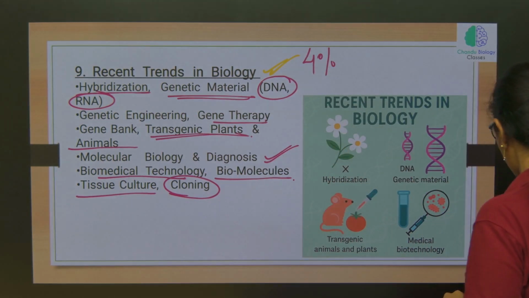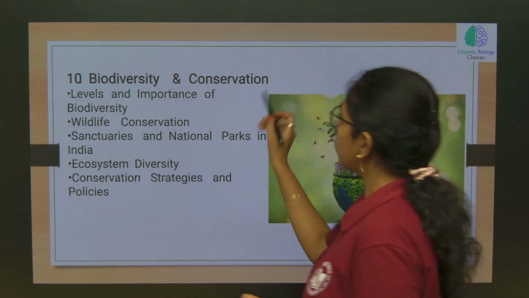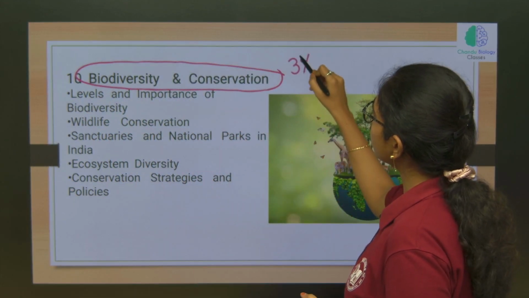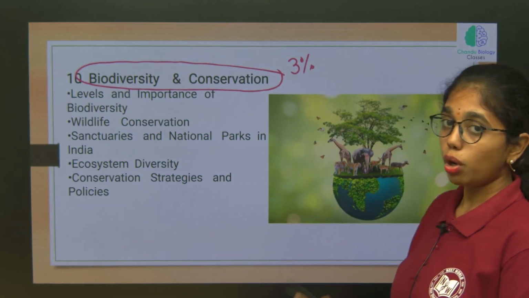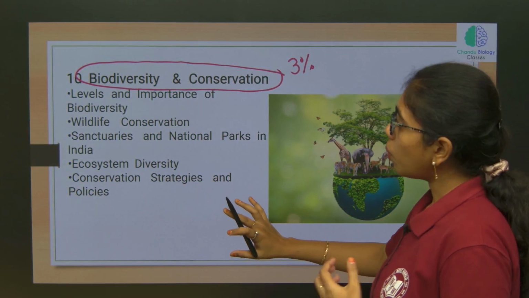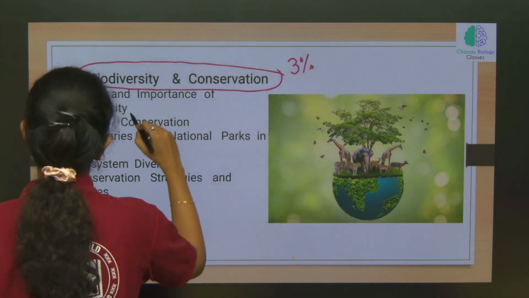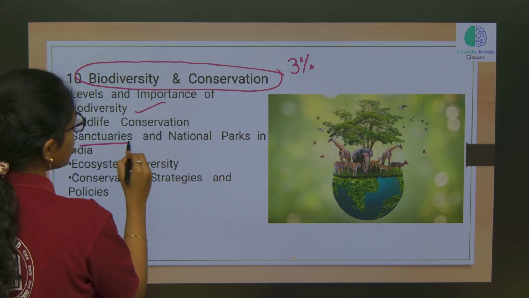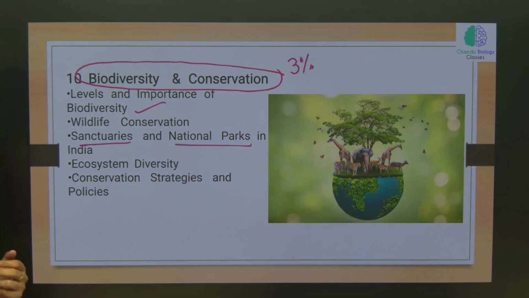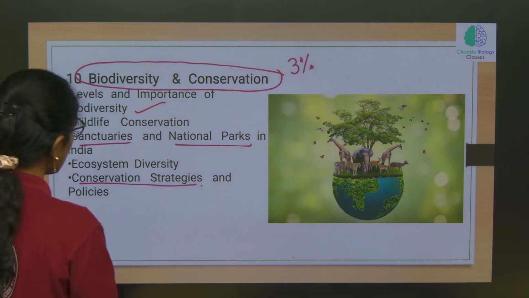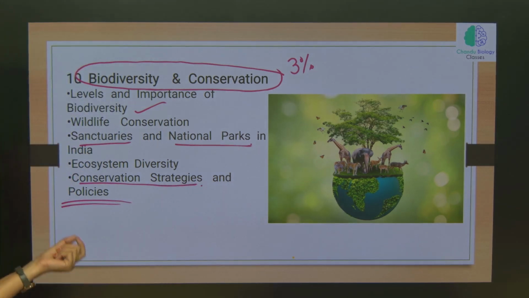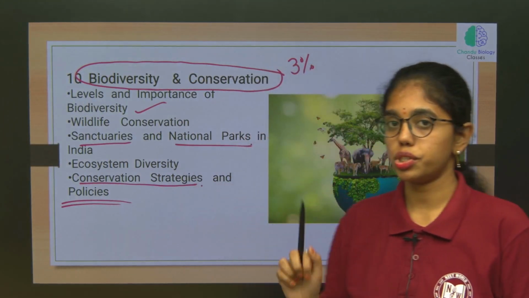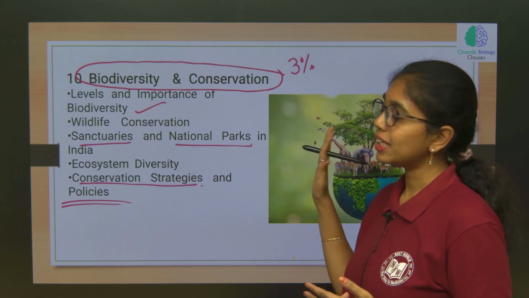Okay, and lastly 10th chapter, which is about biodiversity and conservation. We can expect 3% of the total questionnaire from this chapter again. So what are the contents of this chapter? Levels and importance of biodiversity, wildlife conservation, sanctuaries and national parks, ecosystem diversity, conservation strategies and policies. Completely theory and memory based. Okay. Again we will be having tricks, mnemonics and objective sessions for each and every concept of all these chapters.